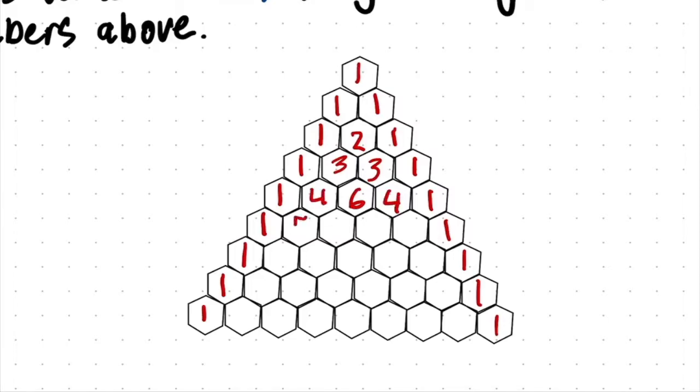1 plus 4 is 5. 1 plus 5 is 6. 1 plus 6 is 7. 1 plus 7 is 8. 4 plus 1 is 5, 5 plus 1 is 6, 6 plus 1 is 7, 7 plus 1 is 8, 4 plus 6 is 10, 6 plus 4 is also 10, 10 plus 10 is 20, 5 plus 10 is 15, and on and on and on.